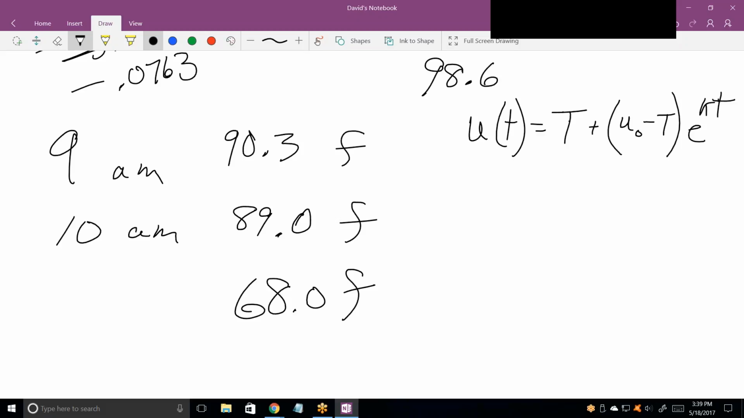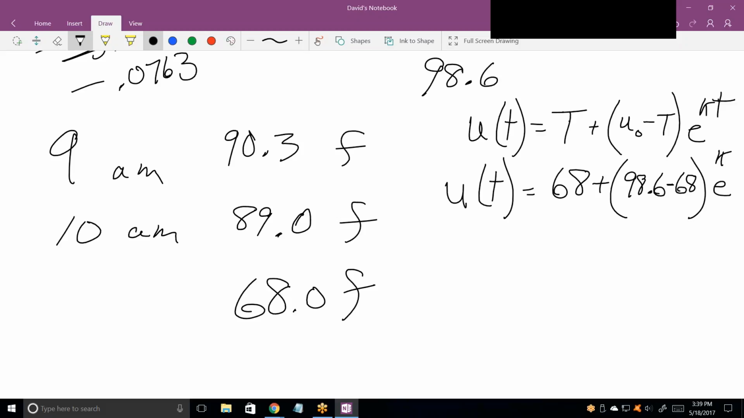Now, let's plug in what we know. The temperature of the surrounding medium is 68 degrees Fahrenheit. So U of T equals 68 plus the initial, which is, actually, no, the living body is 98.6, minus 68 times e to the kt. And here's what we know: it went from 98.6 to 90.3 in some amount of time.